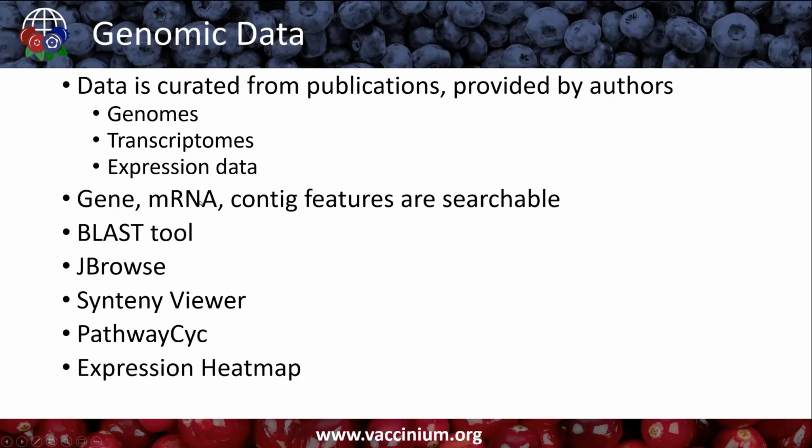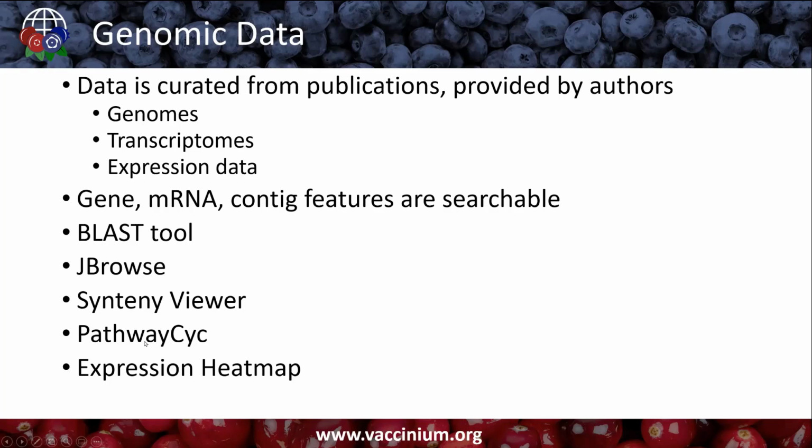With the genomic data, the gene, mRNA, and contigs, so contigs are the transcriptome data, those features are searchable within the database. So the annotations, the feature, the scaffold, the names are searchable within the database. You can use these sequences with the BLAST tool. You can view the genomes in JBrowse. We can also view the synteny between genomes in a synteny viewer.